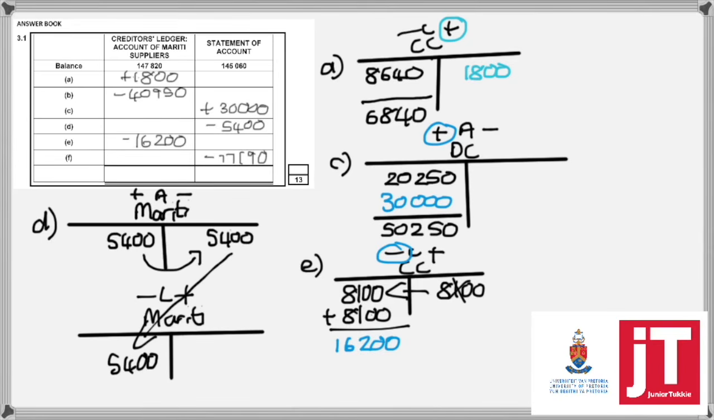Now, if we've done all the transactions, our last step is we need to total. Please do not forget to add the balances provided. This is a common mistake. We leave them out and then we get this completely wrong. So you need to include the 147,820. For the statement of account, you need to include the 145,016. So if I add them together, it should balance now.